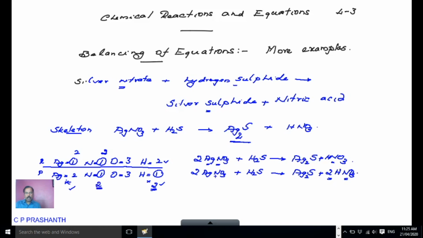Now look at oxygen. We have 6 oxygen atoms on both. Oxygen on the left hand side, 2 into 3, it becomes 6. And on the right hand side also, number of oxygen atoms is 6, 2 into 3. So oxygen is balanced. Nitrogen is balanced, hydrogen is balanced, sulfur is also balanced. So the equation is balanced now.